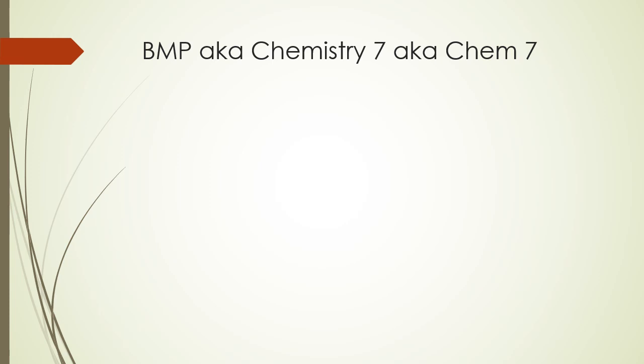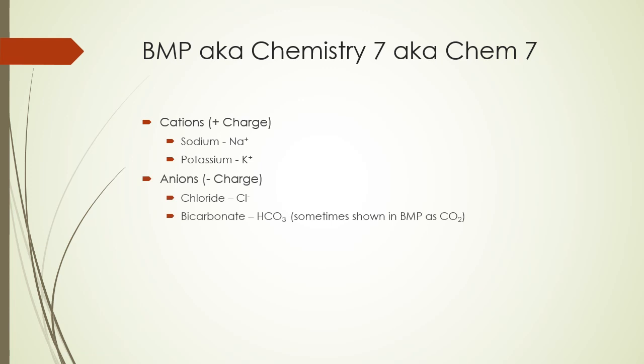BMP, aka Chemistry 7 or Chem 7. I want to show you something because what I saw in the book is not what I'm used to seeing in the clinical environment, and I just want to mention it to you. Your Chem 7 consists of the positive charge ions, sodium and potassium, the negative charge ions, chloride and bicarb. And bicarb is sometimes shown in the BMP as CO2. If you have a doctor that asks you about a CO2, about a bicarb level, if you look in the Chem 7 and you see CO2 listed, that's your bicarb level.